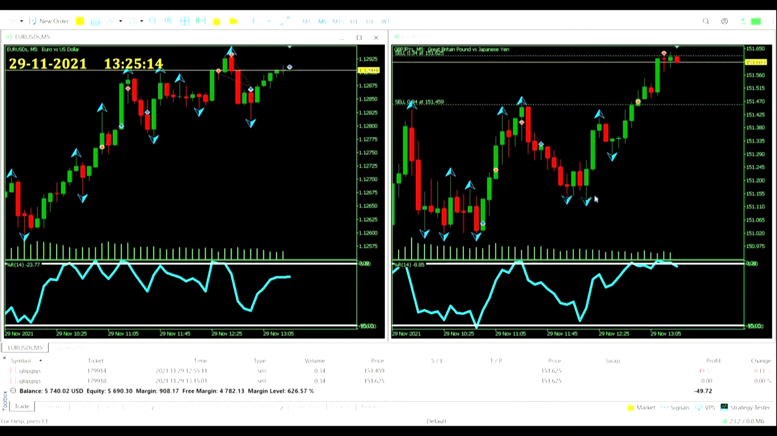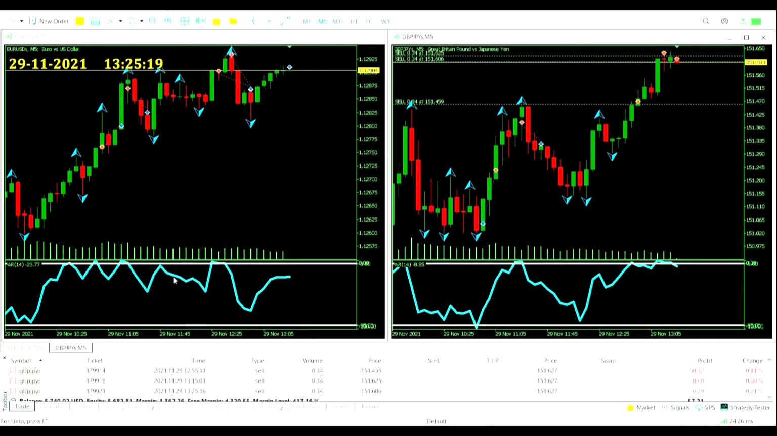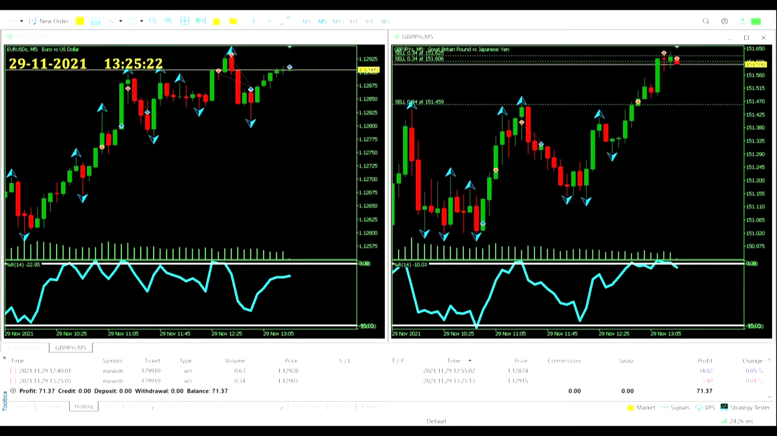Whoops, accidentally entered that on the Euro US dollar one. Let's cancel that one and try again over here. Oh man, booking a loss on the Euro US dollar there. What was that? $3.40. Sloppy stuff there, not checking the chart.